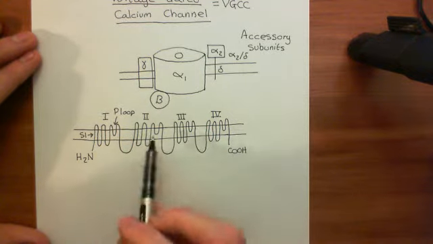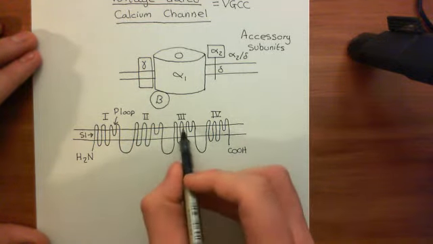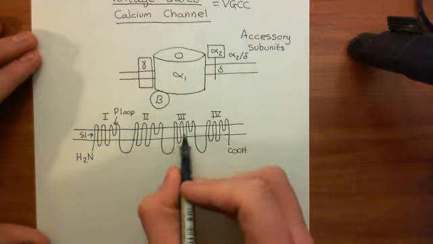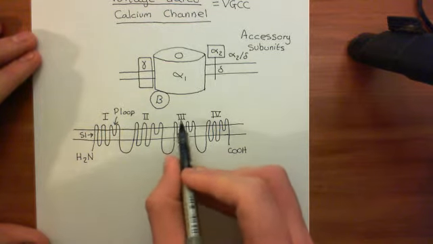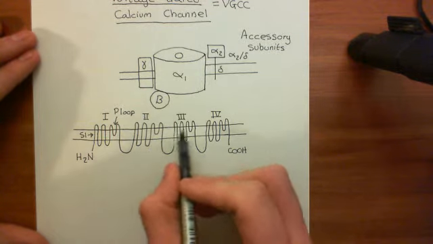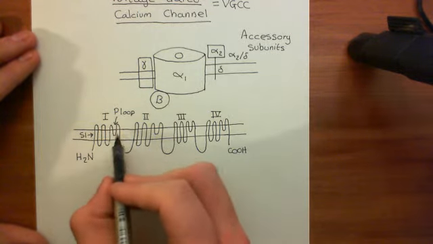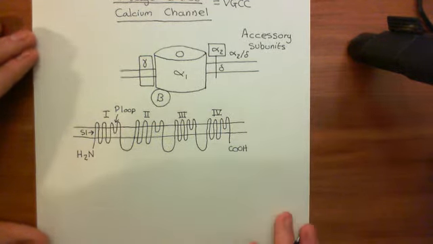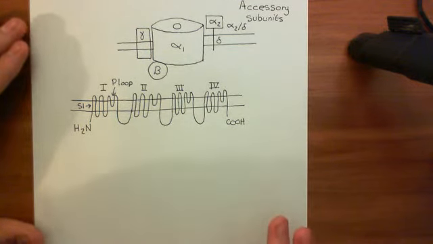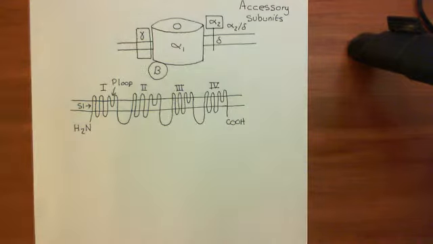So if you want to name any one of these membrane spanning alpha helices, let's say we want to name this one here, you'd say it's the S4 because it's the 4th membrane spanning alpha helix, and then you'd say of domain 3. So you'd tell me which domain it's in, and then you'd label it either S1 to S6 or the P loop, basically. Okay, so that's the structure of the alpha-1 subunit of a voltage-gated calcium channel.